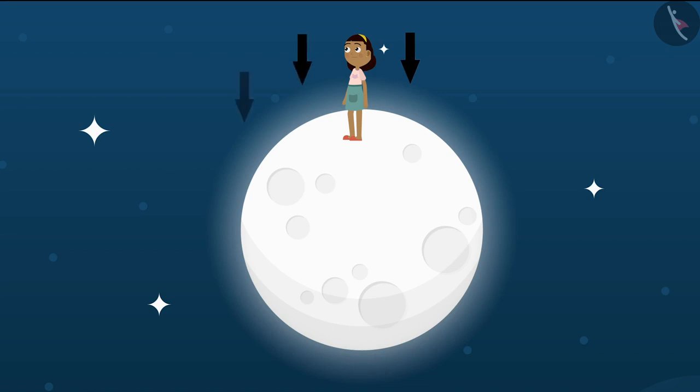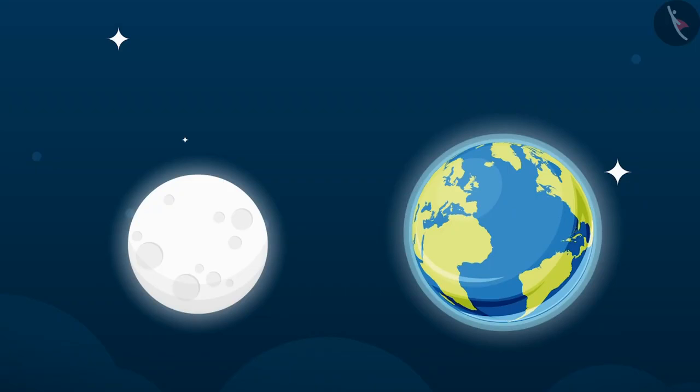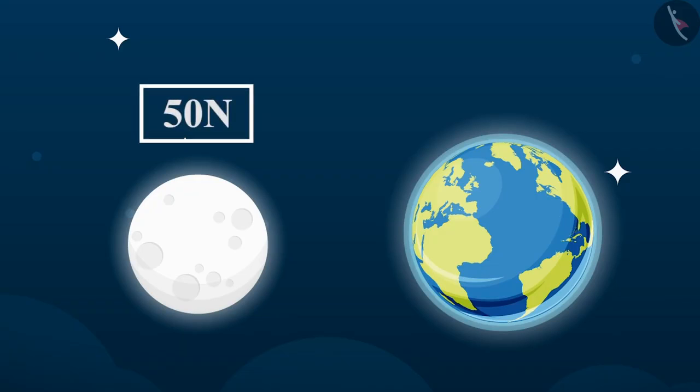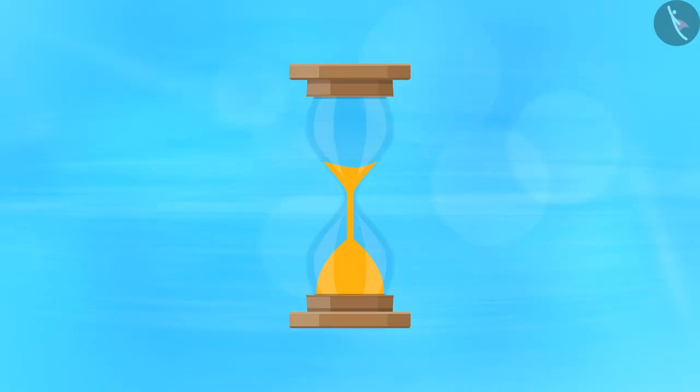What will be your weight on the Moon? Now, let us solve a problem together. The weight of an object on the Moon is 50 Newton. How much will the object weigh on the Earth? Pause this video and make your calculations.